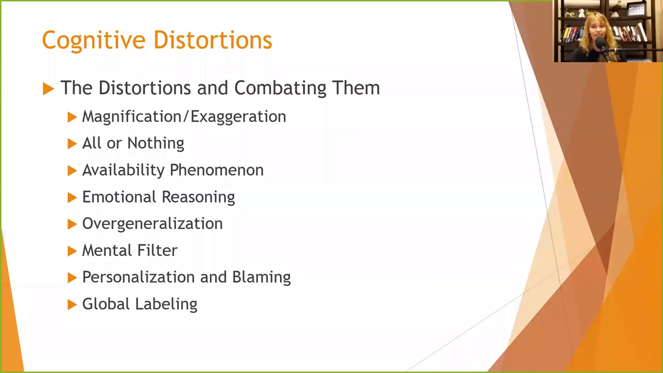Emotional reasoning. Encouraging people to think before they make decisions. Am I making these decisions? Am I judging things based on how I feel? I feel scared, so this must be threatening. Or am I basing it on fact? I feel scared. Let me look around and see if there's anything to really be afraid of.